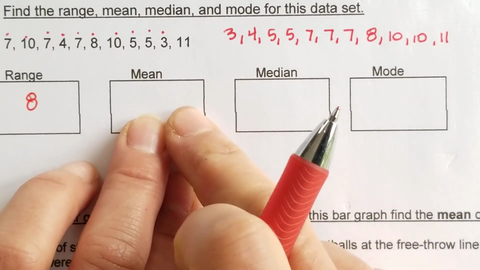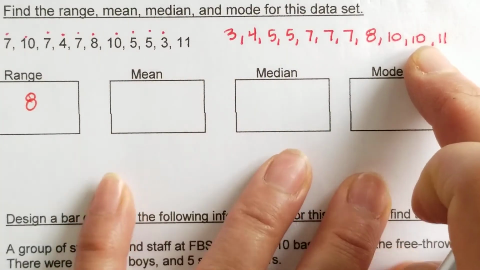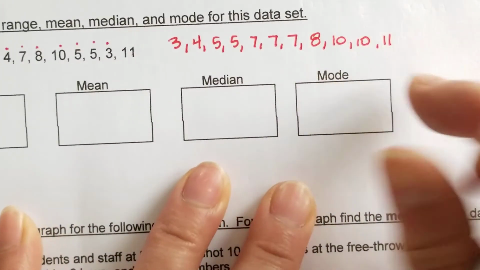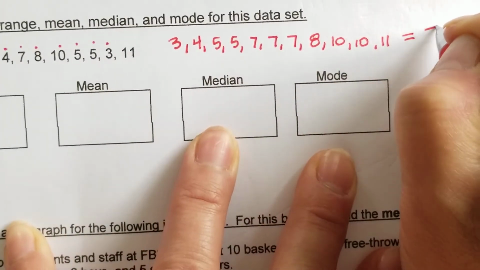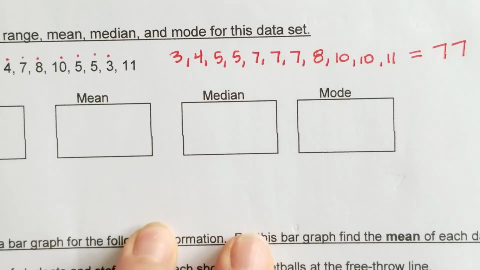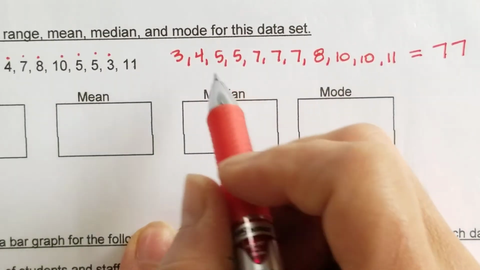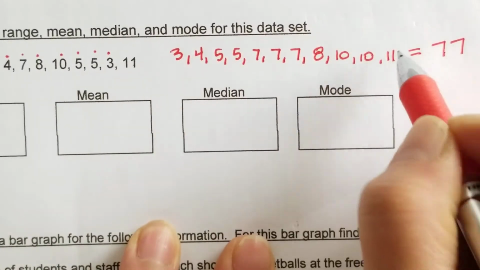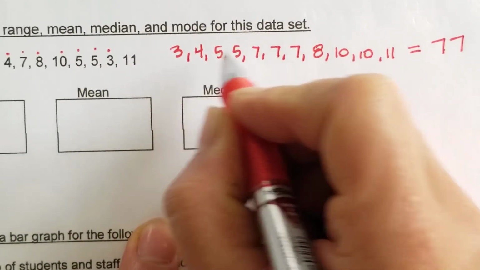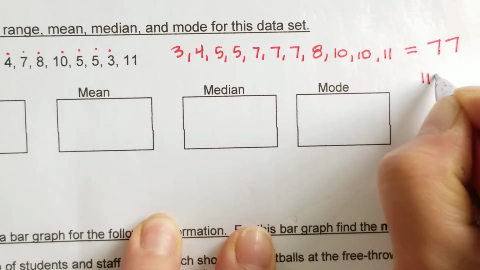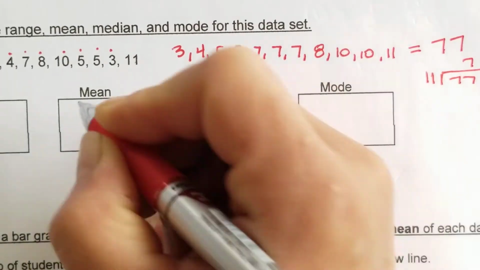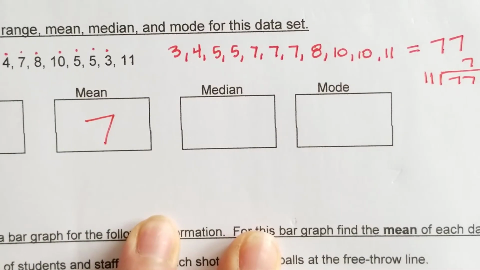Our mean is the average of all these numbers. You're going to add up all these numbers, and I think I came up with 77. Let me double check. Yes, I got 77. So we have a total of 11 numbers. So 11 into 77 goes 7 times. So my mean, or my average, is 7.